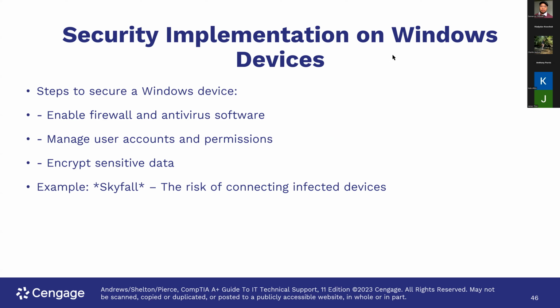Here's one: security implementation on a Windows device, right? So steps to secure a Windows device: enable firewall or any kind of antivirus software, manage the users and their permissions, encrypt sensitive data. An example of this was in the movie Skyfall, and it demonstrates the risk of connecting infected devices.